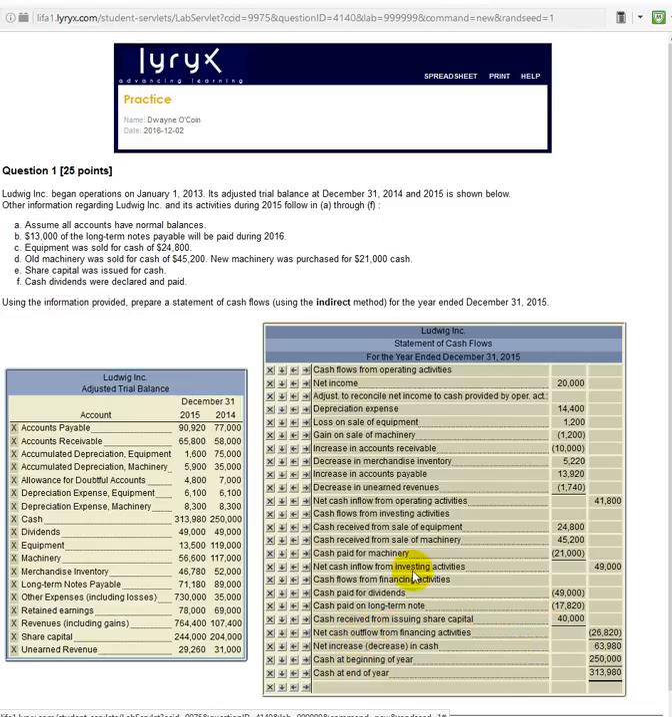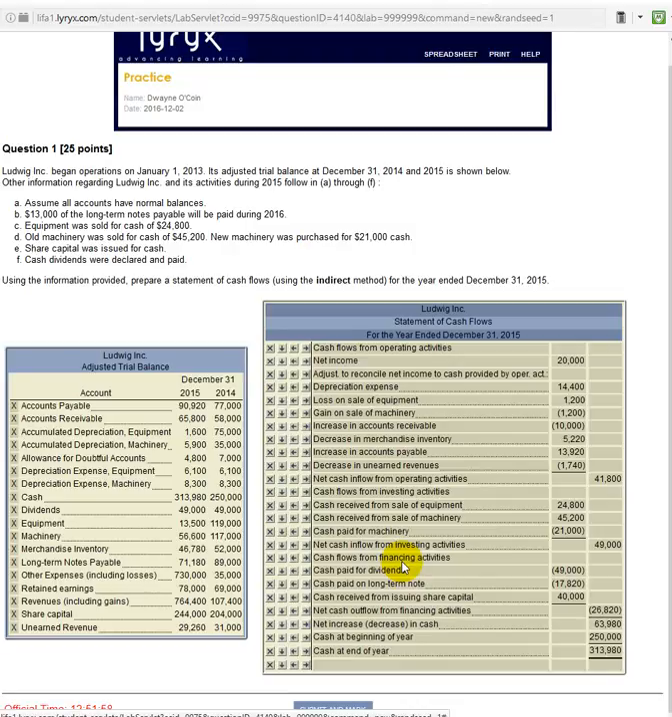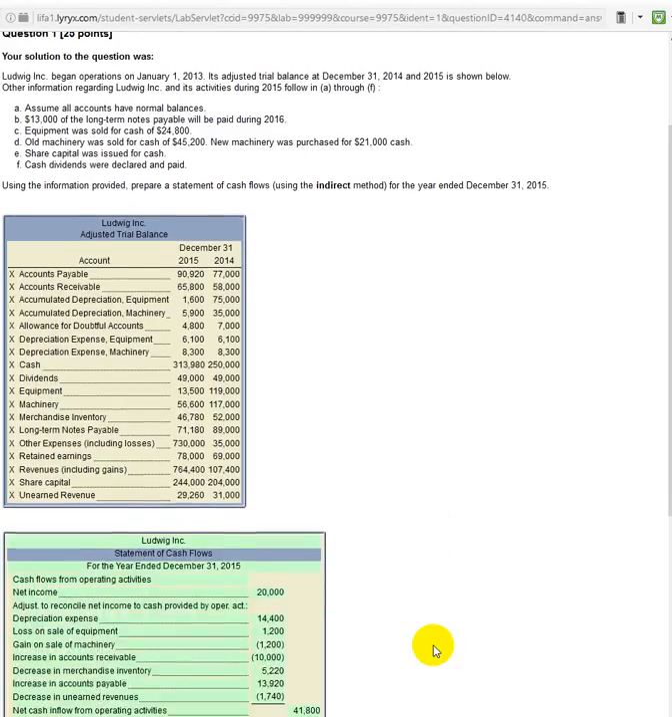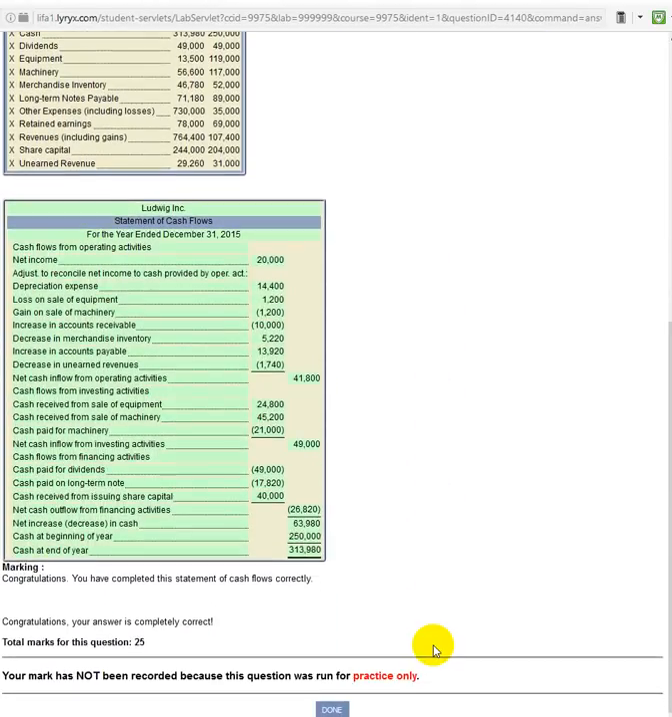It all reconciles. I think we've done everything we can. Let's see what Lyrics thought of our work. If we scroll down, Lyrics liked what we did, so therefore we're done.